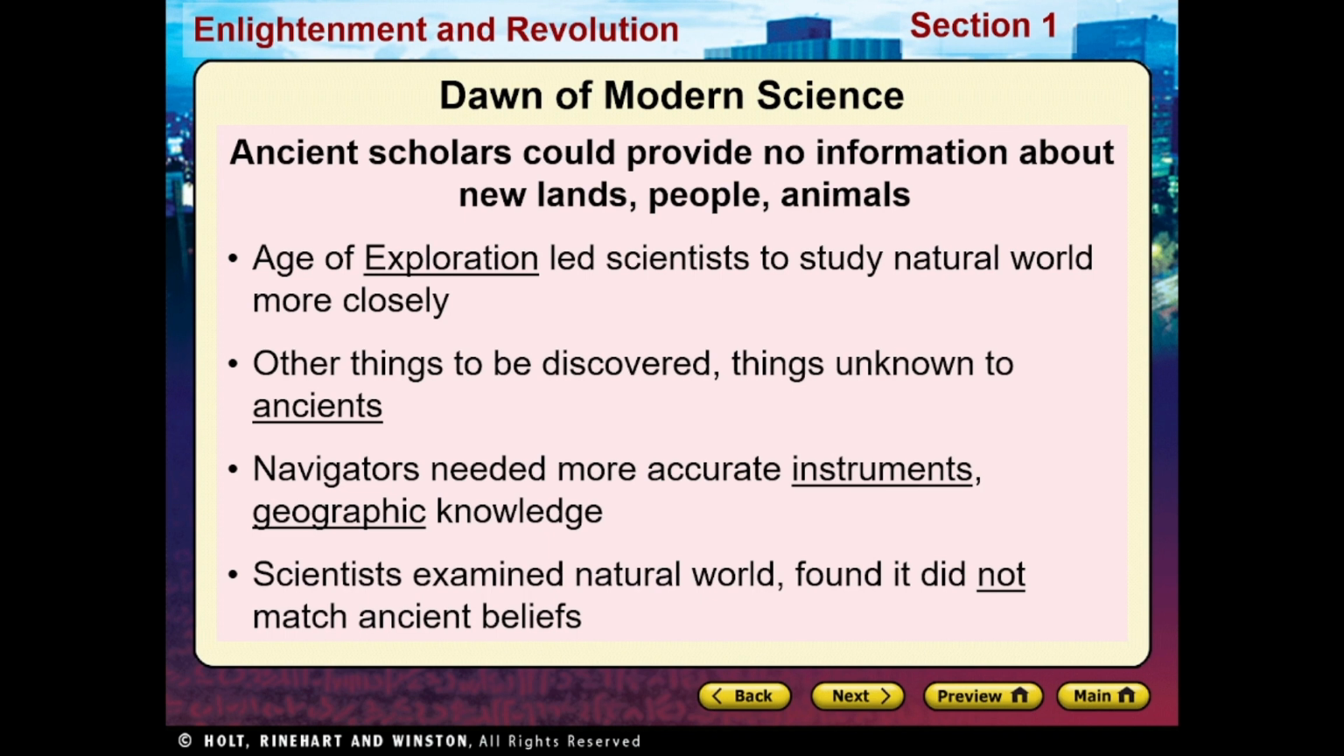So the dawn of modern science. Ancient scholars could provide no information about new lands, people, animals. The Age of Exploration led scientists to study the natural world more closely. There were other things to be discovered, things unknown to Asians. Navigators needed more accurate instruments and geographic knowledge. Scientists examined the natural world and found it did not match ancient beliefs. So in the dawn of modern science, a lot of information was developed. The scientists who examined the natural world found that the beliefs of the ancient world were not true because they did not match. Okay?